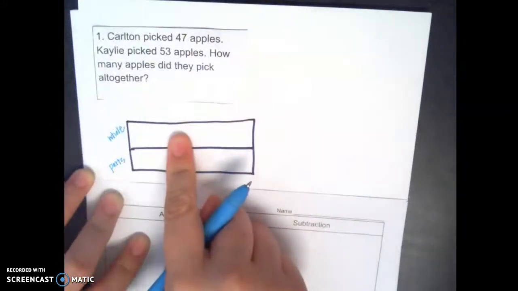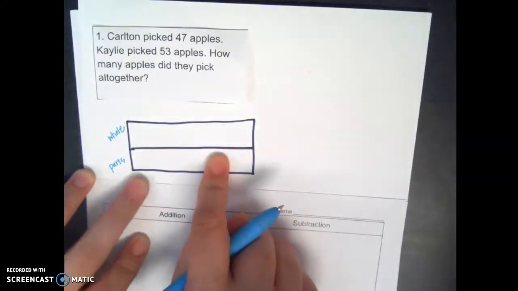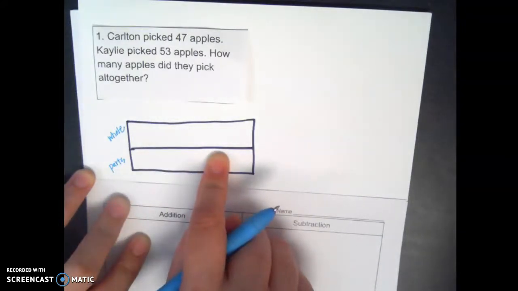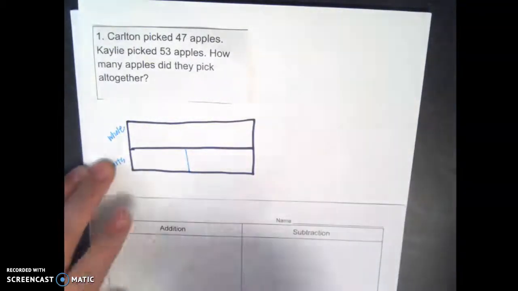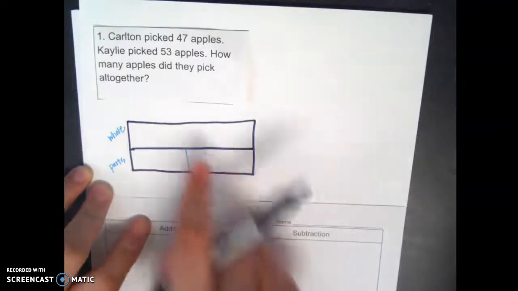Your whole is like your total, the total amount that you have, and parts could be different categories, or it could be different people. In this case, our parts are going to be our different people. So I have two different people. I'm going to have two different parts.